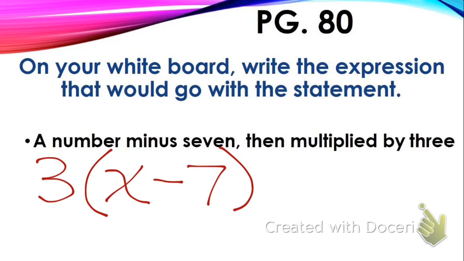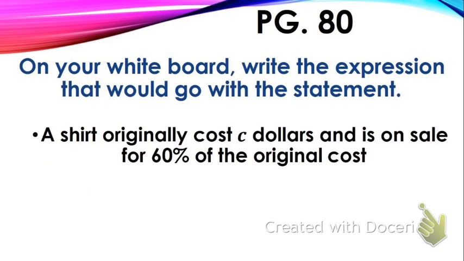All right, here's the next one. A shirt originally cost $C, and it's on sale for 60% of the original cost. I'm so happy this word showed up on our poster. A shirt originally cost C dollars, but now it's on sale for 60% of the original cost. I can't tell if there's a decimal point. If there is, it's correct.